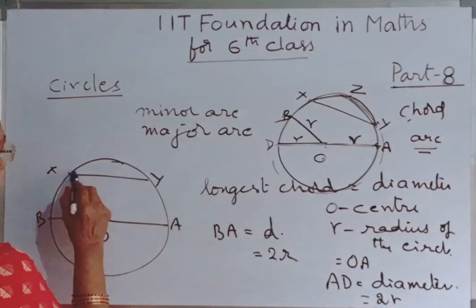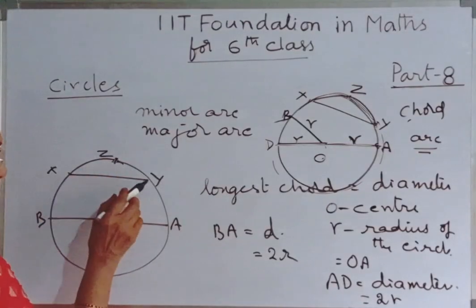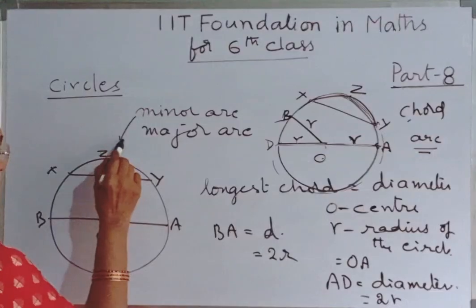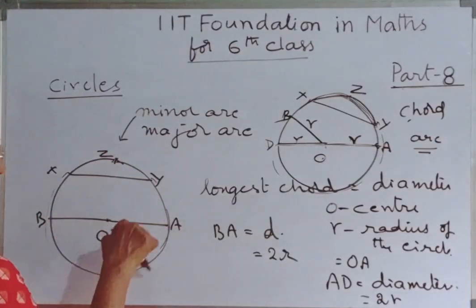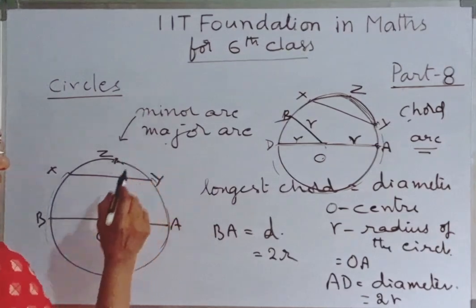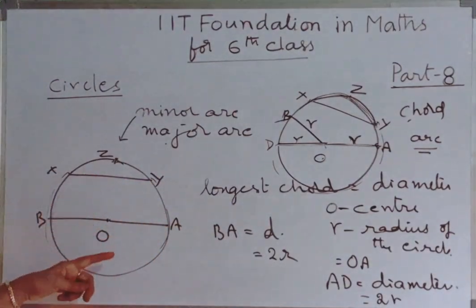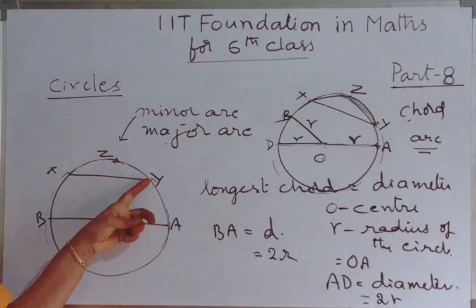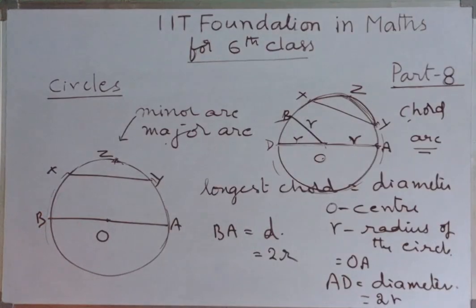XY is a chord, and take another point Z on this arc. XZY is a minor arc, and XBAY, this portion of the circle, is called a major arc. So a chord divides the circle into two portions. This curved part is called the minor arc, and this is the major arc.